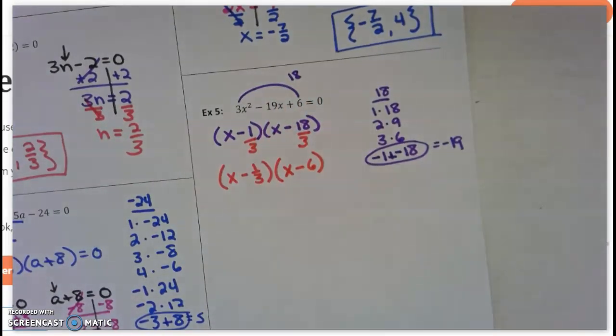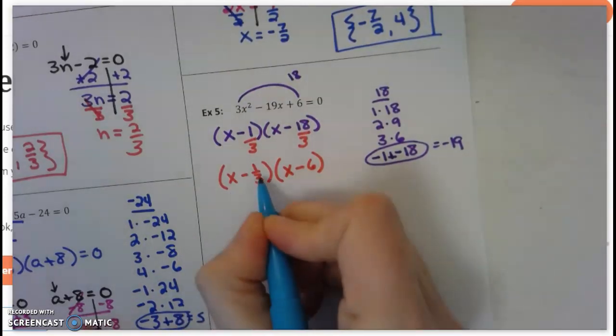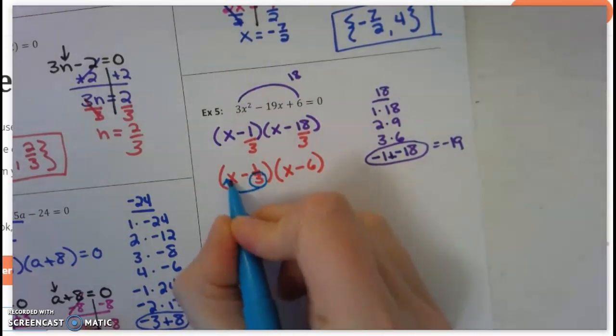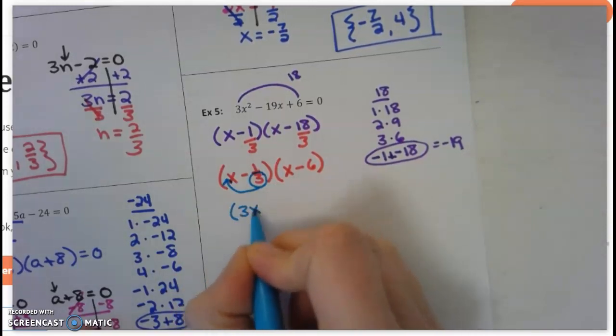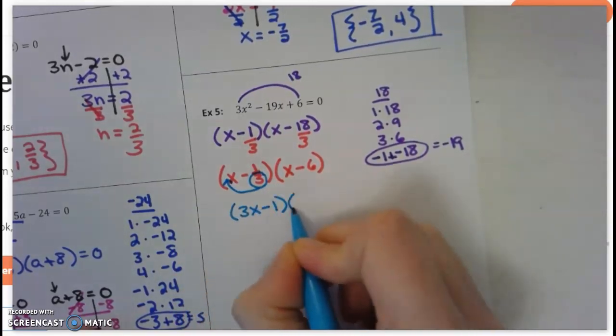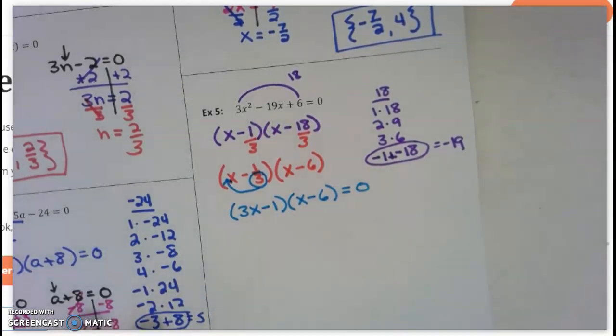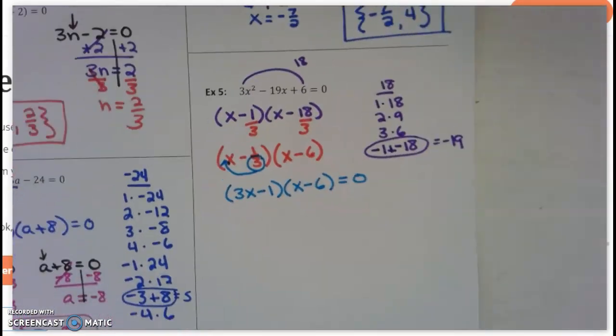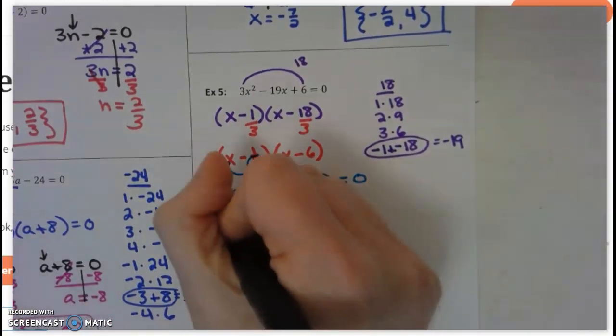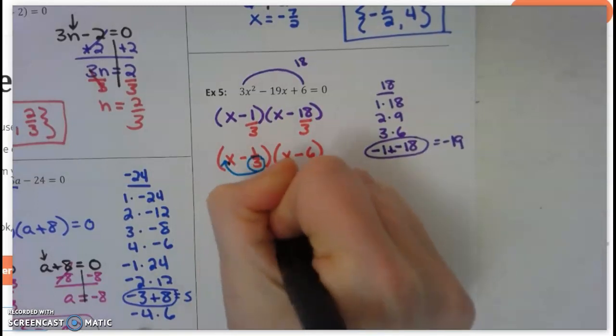Since I still have a fraction in my problem, the way that you finish factoring is to take the denominator, the bottom number of the fraction, and move it in front of that x. So that we have 3x minus 1 times x minus 6. We finished factoring it, so now I'm going to put the equal 0. Okay, now from this step, what you need to do is take each one of those sets of parentheses and set them equal to 0.